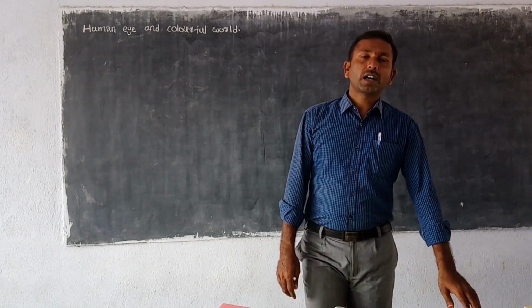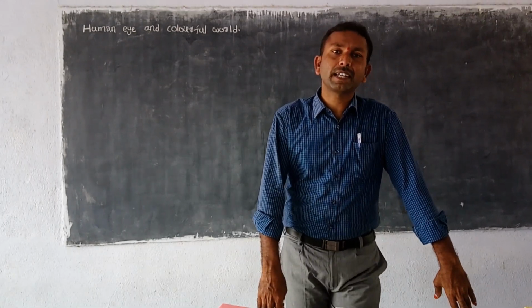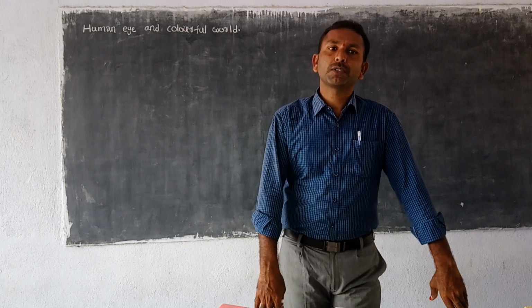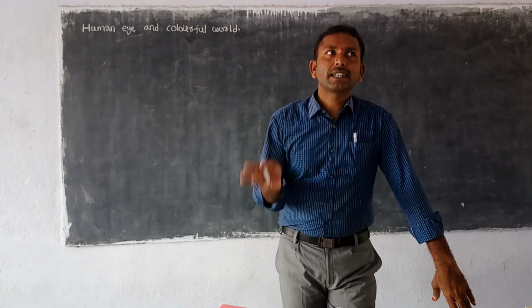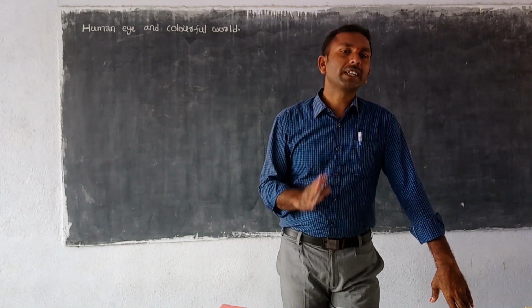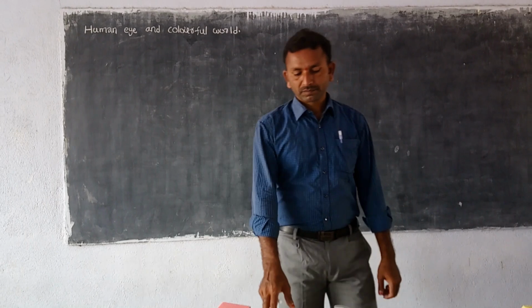So how is it possible to see the farther things and the nearest things by using only these eyes? Is there any arrangement of the lens in our eye? Let us discuss in this lesson.